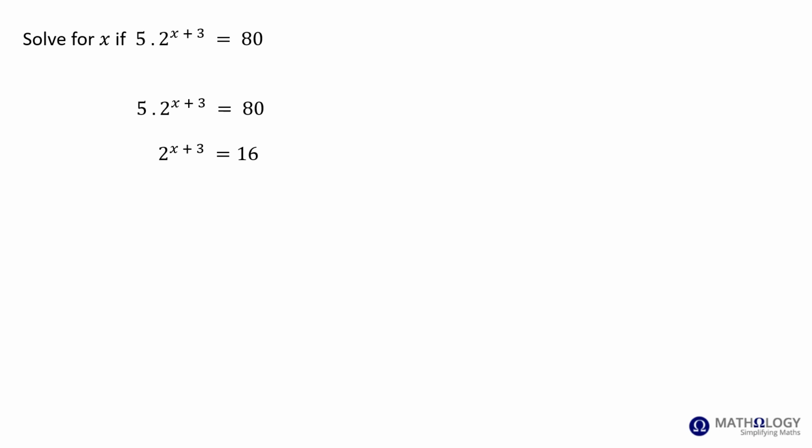Although we now have single powers on either side of the equation, the bases are not equal. So we express 16 as 2 to the 4, since the base on the left is 2. 2 to the x plus 3 equals 2 to the 4. We can now equate the exponents since the bases are equal, therefore x plus 3 equals 4, which means x equals 1.